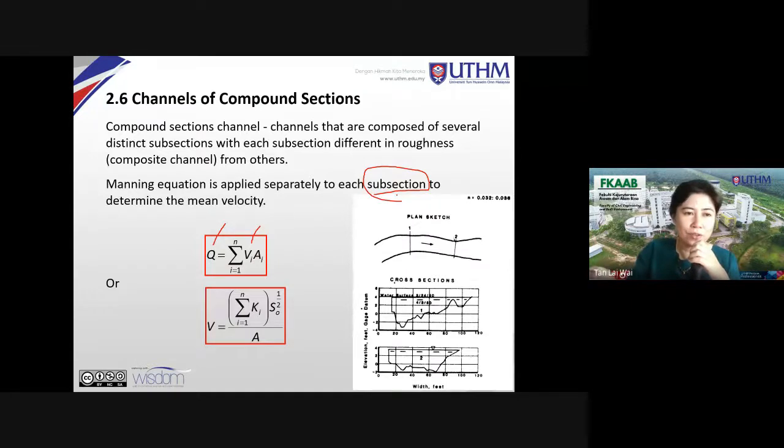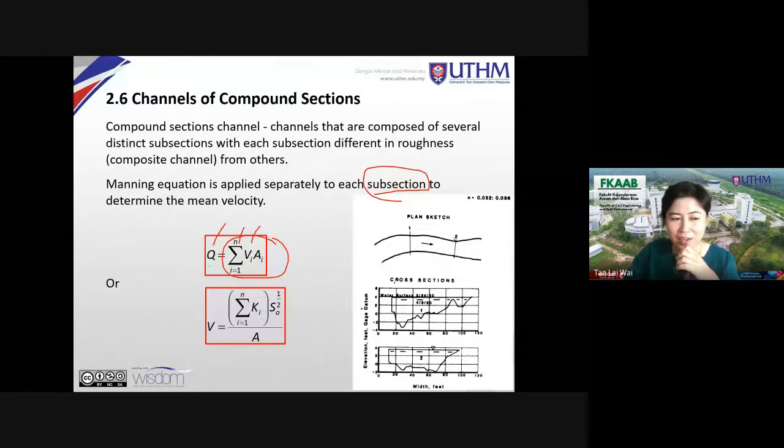If you find the total A, you can't substitute the various roughness coefficients into one formula. So you have to solve for Q1, Q2. If there are three, then solve for Q3. If there are n sections, then you have to solve for n number of Q. Then you add them up together, and you'll find the total Q of that whole compound channel.